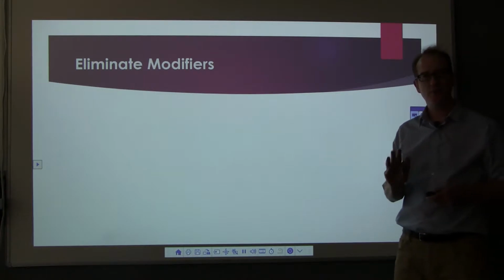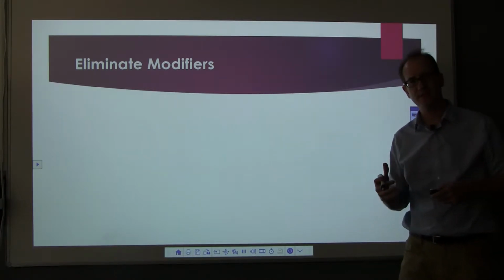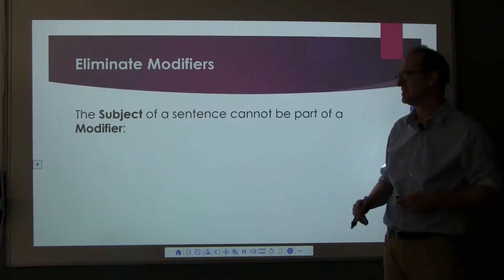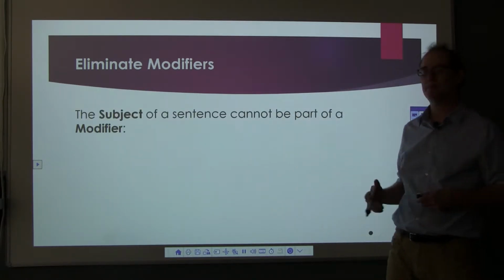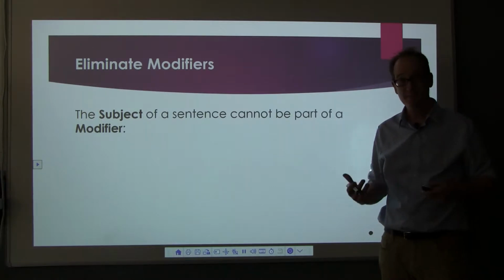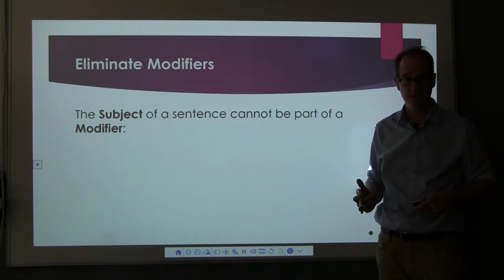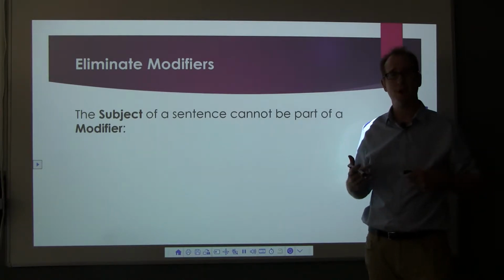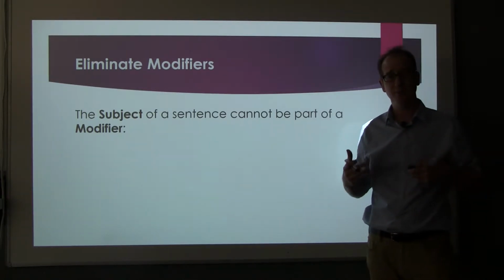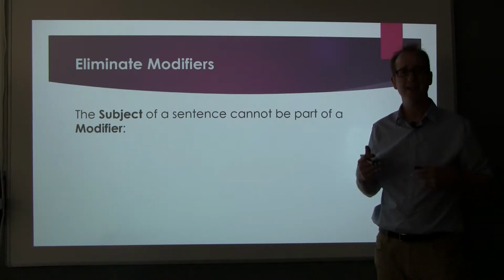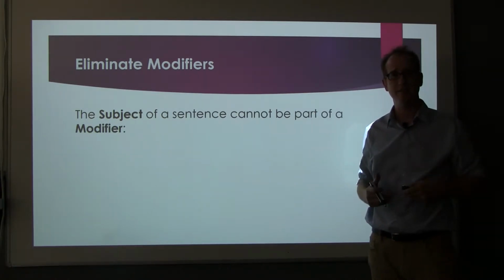Okay, it's always important when you're looking for the main verb of the sentence or the subject of the sentence to eliminate modifiers because the subject of a sentence cannot be part of a modifier. It's the same thing with the main verb. The main verb of the sentence cannot be part of a modifier. If you want to learn how to find modifiers, go and play with the Sentence Discovery app produced by Candler College. It's a free app. It'll help you identify modifiers.